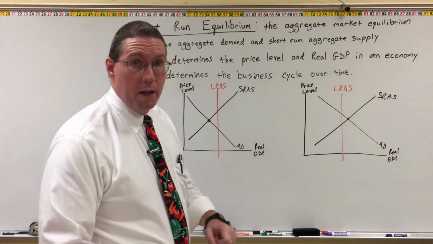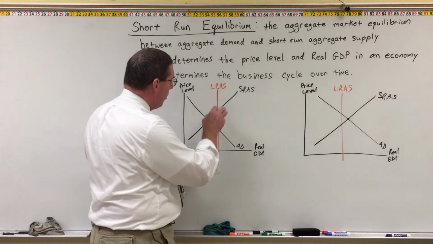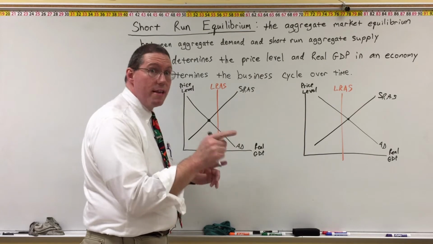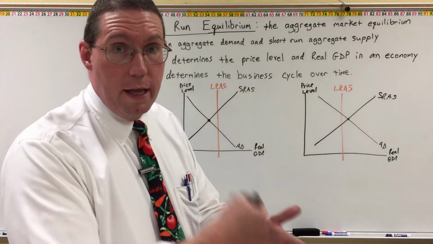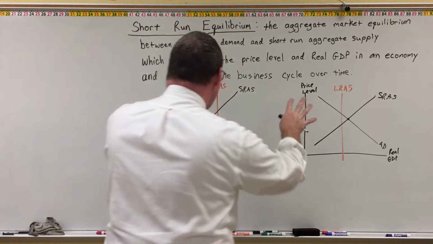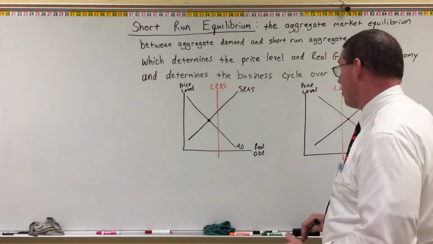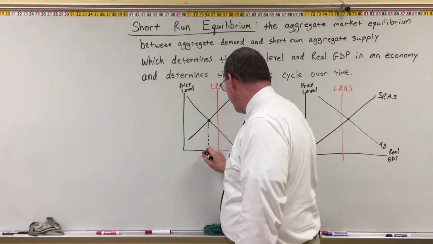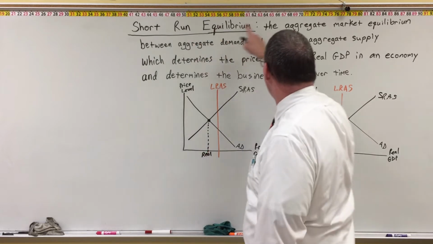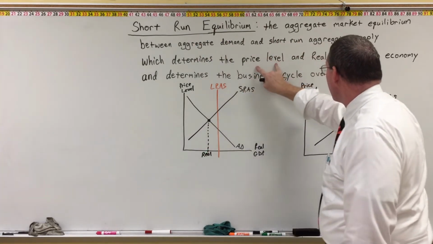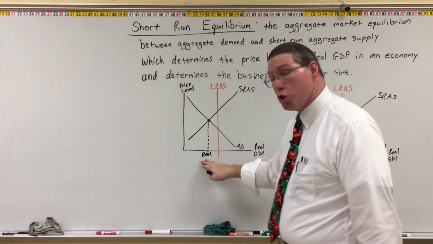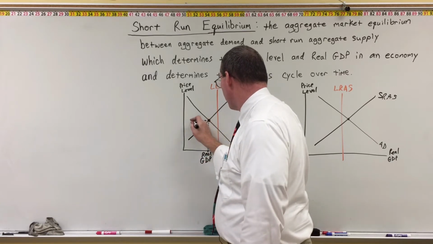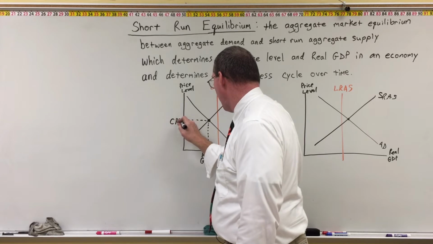Previously, when we said long-run equilibrium, we talked about a situation where the intersection occurred on top of long-run aggregate supply. And so when you see that circumstance, that's called long-run equilibrium. But I need you also to be able to recognize what's going on in these two circumstances. So what I'm going to go ahead and put on here is, I'm going to bring down real GDP. So short-run equilibrium determines the price level and real GDP in an economy. So this is short-run real GDP, or actual output in the economy. And then it also determines the price level, which we'll put CPI.